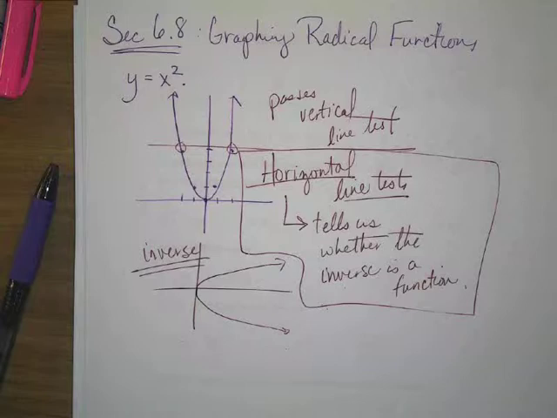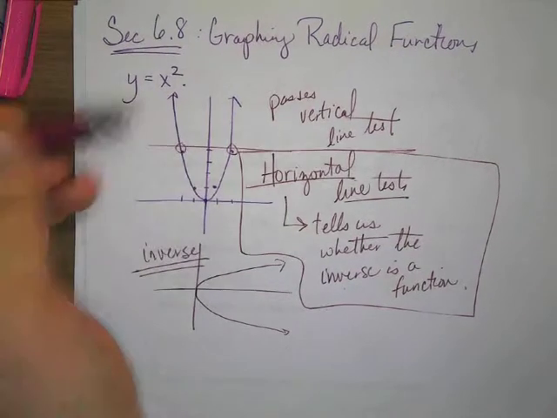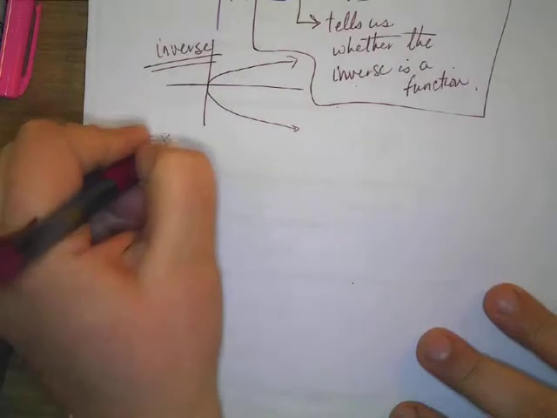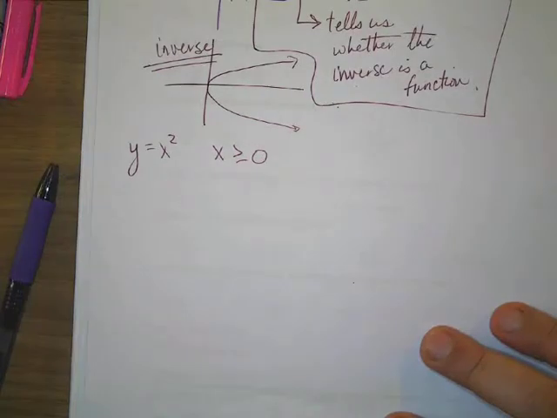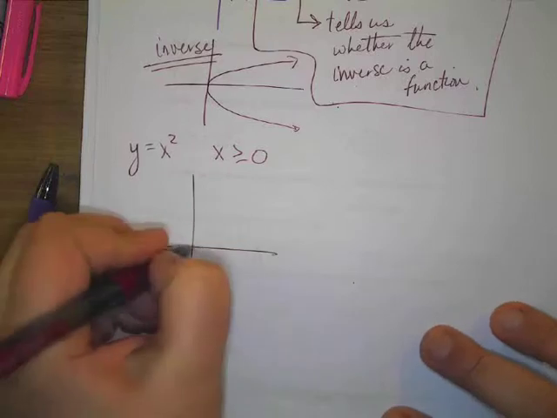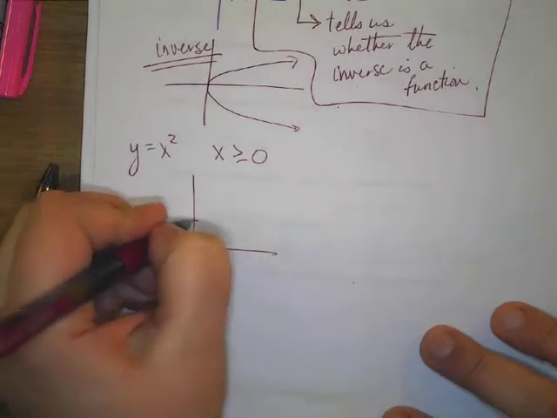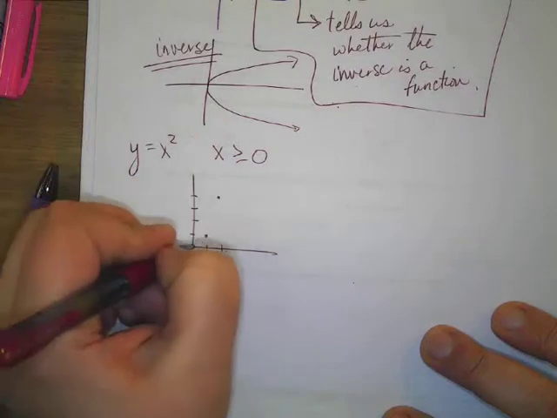We're going to limit and restrict the domain in order to graph the inverse. Because as it is right now, I can't graph the inverse because it's going to fail the horizontal line test. So how we get around that is we look at the parent function again, but we're only going to look at half of it. We're going to say we're only looking when x is greater than 0. So we're only looking right here.